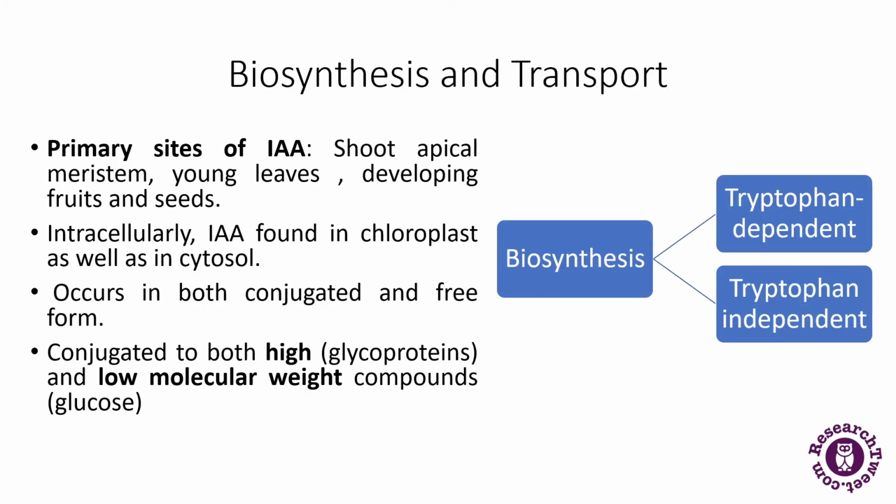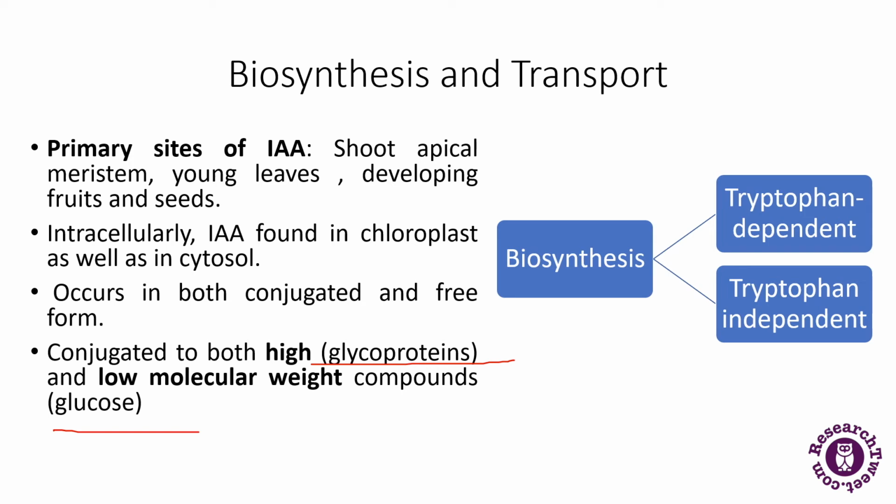Then, about the biosynthesis and transport. The major sites for IAA synthesis are the shoot apical meristem, young leaves, and developing fruits and seeds. Intracellularly, IAA is found in the chloroplast as well as the cytosol. Though IAA occurs in both conjugated and free form, it is found to be conjugated to both high and low molecular weight compounds. In the case of high molecular weight, it is glycoproteins, and in the case of low molecular weight, it is glucose. IAA conjugates are located exclusively in the cytosol.